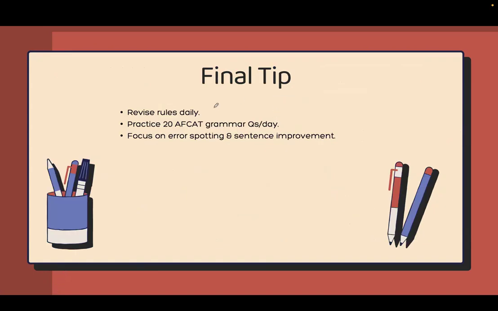These 30 rules will help you crack most questions in your AFCAT. You always have to keep this in mind whenever you are doing any question related to your English part. And the most final tip that you have to remember here is revise these rules daily. I know you don't have that much time, but you can at least take out 1 hour for revision. Try practicing 20 AFCAT questions of grammar every day. Especially focus on error spotting and sentence improvement. That is the place where you will get most of the marks.